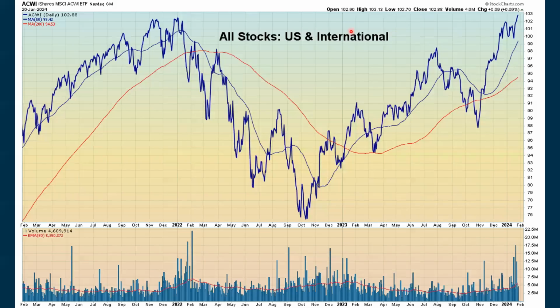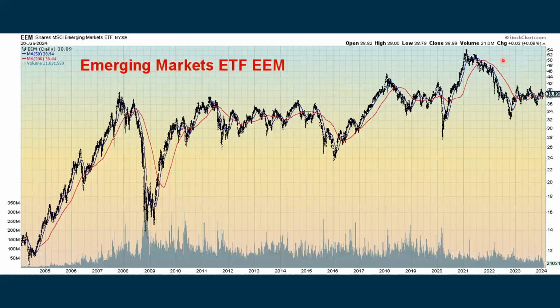All stocks are getting back and setting new all-time highs. These are stocks in the US as well as international stocks taken together. So that's still looking strong. Emerging markets are chopping more or less sideways, but still continue to be in an uptrend.